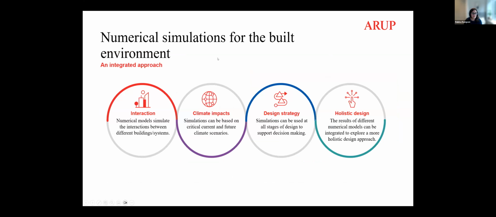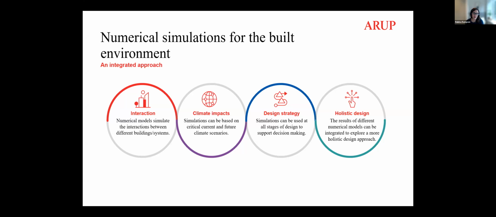So when I was trying to think about the added value of running numerical simulations for the built environment, I think really what we aim at the very end is to have an integrated approach where we can understand the impact of a specific building with its surroundings and how that relates with the climate and with the different specialties as well. So I pointed out four areas that I thought were interesting, but they're not the only advantages of running numerical simulations for the built environment.